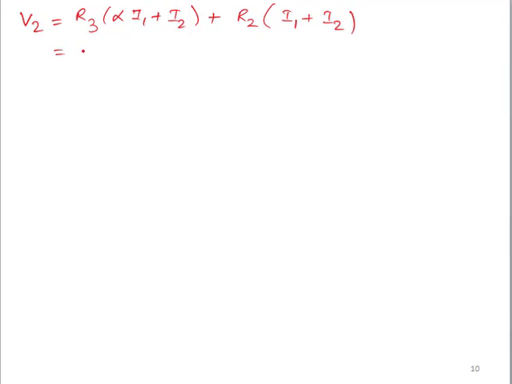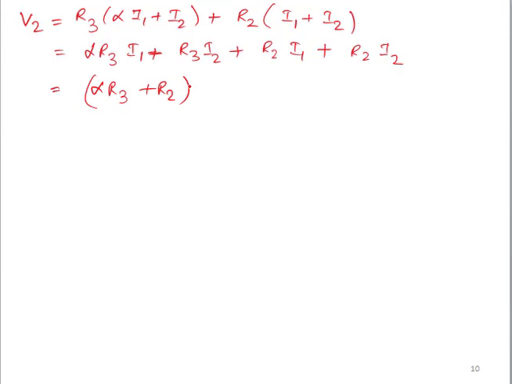So this will be alpha R3 I1 plus R3 into I2 plus R2 into I1 plus I2. Now taking I1 common, this will be alpha R3 plus R2 into I1. Now taking I2 common, this will be R2 plus R3 into I2. So this is the expression for V2. Suppose this is equation B.